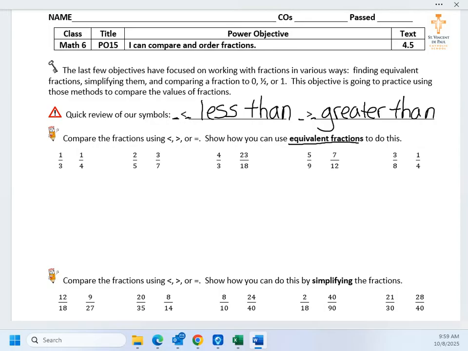Yeah, but how do we figure it out? When we're working with fractions, we don't always know because those denominators are different. It's hard to know which one is greater. Like if I look at 1/3 and 1/4, they're both really small because they both have a 1 on top. How do I know which one is greater? What do you think I need to do if the directions say to use equivalent fractions? What do you think, Michael?